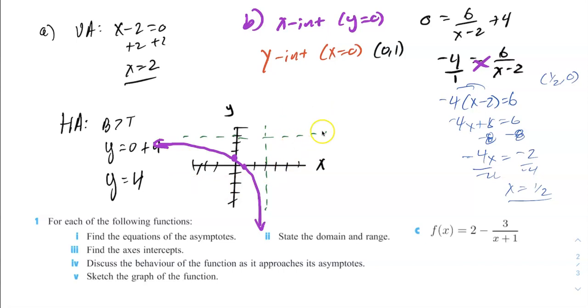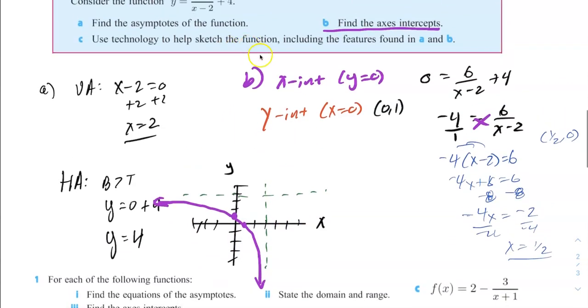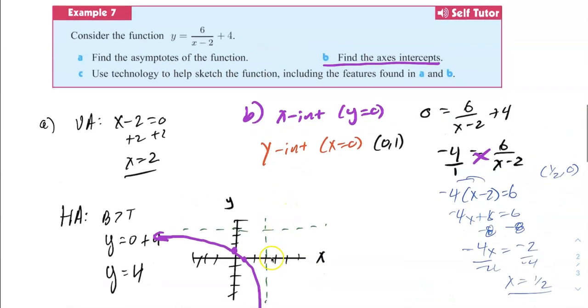Now, if you're not sure about this, which way does it go in here? You could use your calculator, plug it in if they let you. You can also just plug in a point and see where it goes. So if I plug in a point, like let's say 4, into this equation up here, let's see what we get.